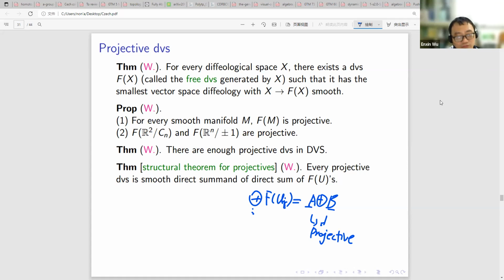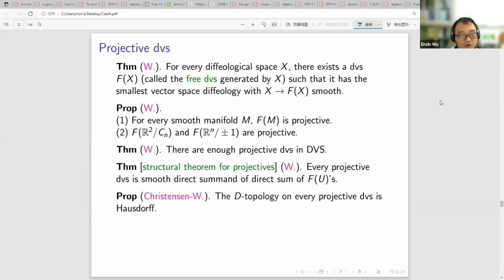So usually we prove things for the FUs where U is open in Rn. And then you pass to direct sums and direct summands, and then you can prove results. So for example, you can show that the D topology on every diffeological vector space is always Hausdorff. You don't know what a general projective is, but you first prove it for FUs, which have the property, and you can check the direct sum also has the property, the direct summand also has it, and so does every projective. So this is how we proved this one.